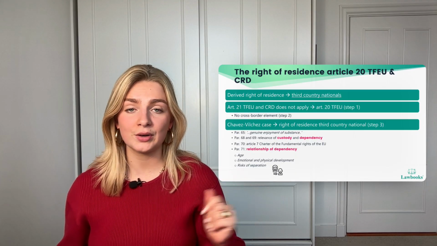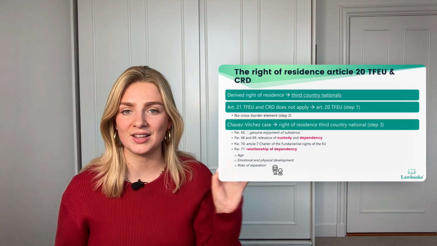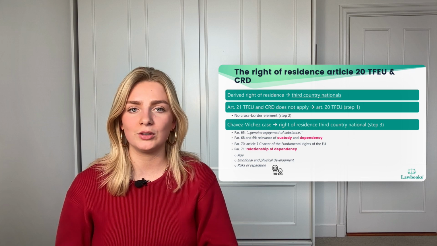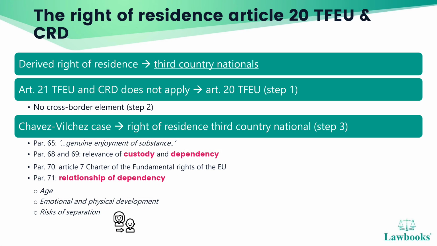And we have a really, really important case, and I hope you're going to highlight every paragraph that I put on the slide, because this is the most important case, and you will be lost if you don't have this case with citizenship, because you're going to get so many answers out of this case. It's the Chavez-Vilchez case, and it's about the right of residence of a third country national. It's step 3 if we decided we're dealing with Article 20.